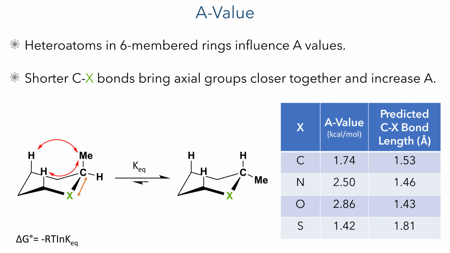The nature of the ring can also impact the A value. Rings with heteroatoms, such as nitrogen or oxygen, can increase the A value due to their shorter bonds, which brings the axial groups closer together and generates an increased 1,3 diaxial repulsion. Likewise, if we introduce a larger atom, such as sulfur, the A value decreases as the bond length increases and the axial groups are further away.